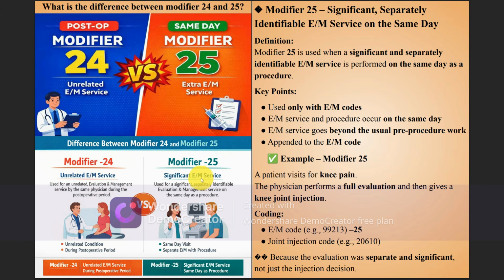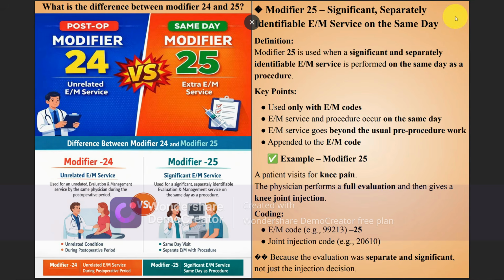25 modifier, significant E&M service, is used for a significant, separately identifiable evaluation and management service on the same day as a procedure. Same day visit, separate E&M with procedure. What can we remember? Modifier 25 is a significant service on the same day as a procedure. Let's discuss in detail.